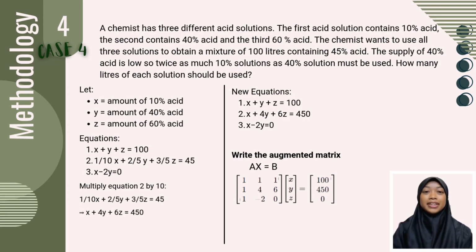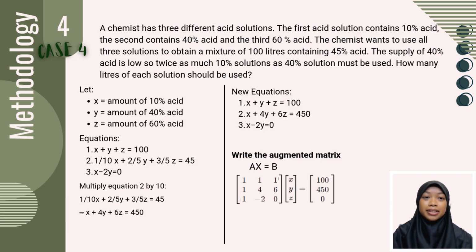Methodology Case 4. A chemist has 3 different acid solutions. The first acid solution contains 10% acid, the second contains 40% acid, and the third 60% acid. The chemist wants to use all three solutions to obtain a mixture of 100 liters containing 45% acid. The supply of 40% acid is low, so twice as much 10% solution as 40% solution must be used. How many liters of each solution should be used?